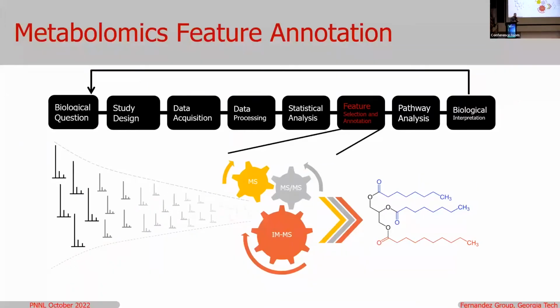And I keep telling you that because one of the bottlenecks in the field, how much time do I have, Ivet? 2 hours?